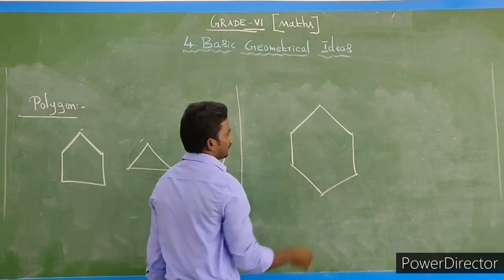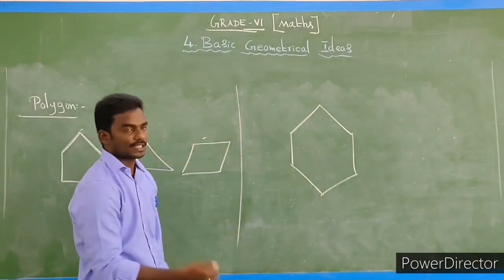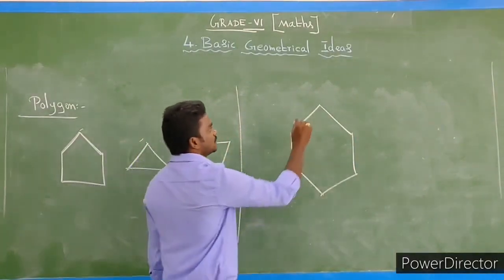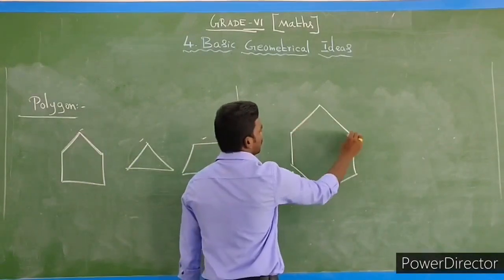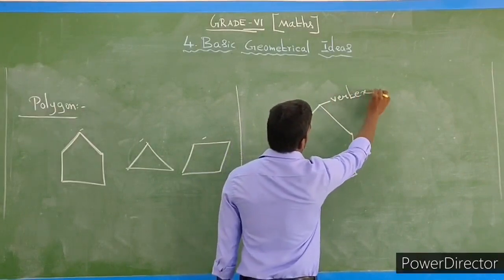So how many sides does this polygon have? 1, 2, 3, 4, 5, 6. So what is a 6-sided polygon? Hexagon. So a hexagon is a 6-sided polygon. The corner point of this polygon is called what? Vertex. So this is a vertex of the polygon.